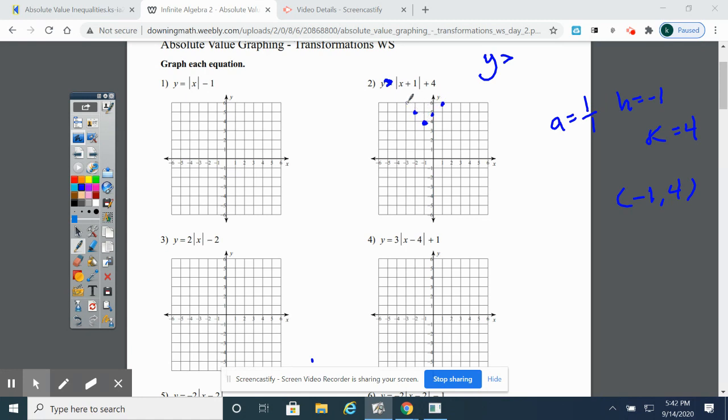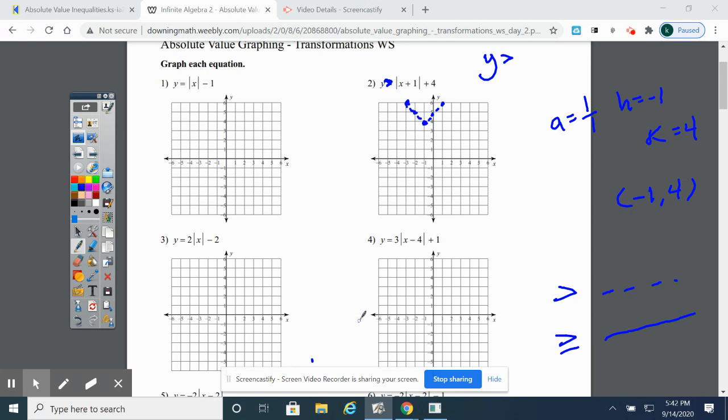We've got the reflection. Now here's what we got to figure out when it's an inequality, when it's greater than. First off, does it have a line underneath it? I didn't draw a line underneath it. So if you don't have that, that means you're a dashed line. If you do have a line underneath it, you are a solid line. So that means this graph has to be a dashed line. It's not connected.